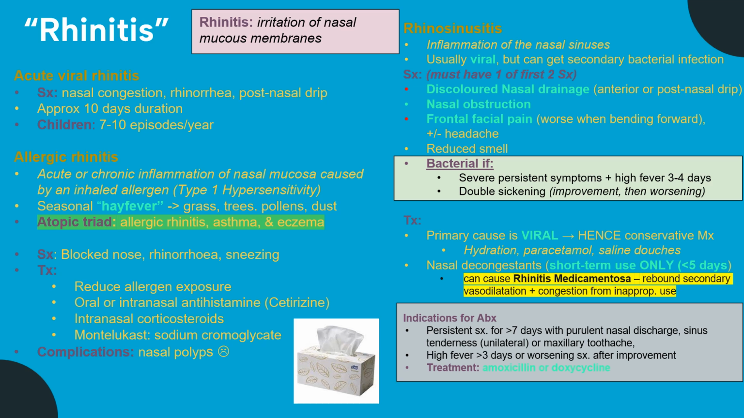Indication for antibiotics. So if they're having symptoms for over 7 days with this purulent discharge, so pus filled, if they're having tenderness of the sinus unilaterally, or if they're having a maxillary toothache, suggesting perhaps they might have an abscess. High fever for over 3 days, or worsening symptoms after improvement. So that's that double sickening I was mentioning. And treat it with amoxicillin or doxycycline.